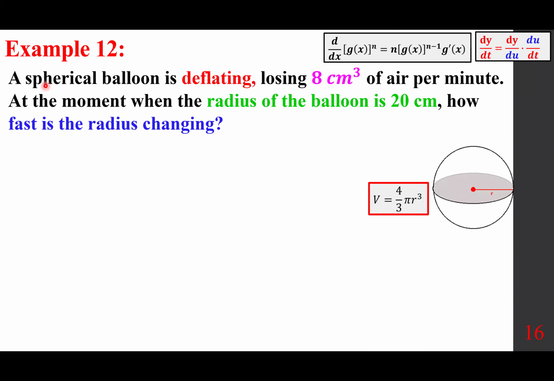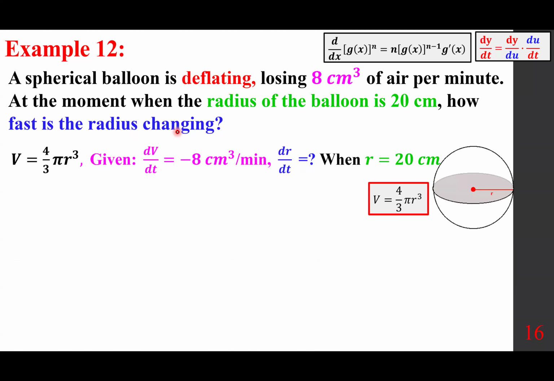Now we go back and reread it. A spherical balloon is deflating, losing 8 cubic centimeters of air per minute. That is dV/dt is negative 8 cubic centimeters per minute. At the moment when the radius is 20 centimeters, when r is 20, we want to know how fast the radius is changing. That means we want to know dr/dt.